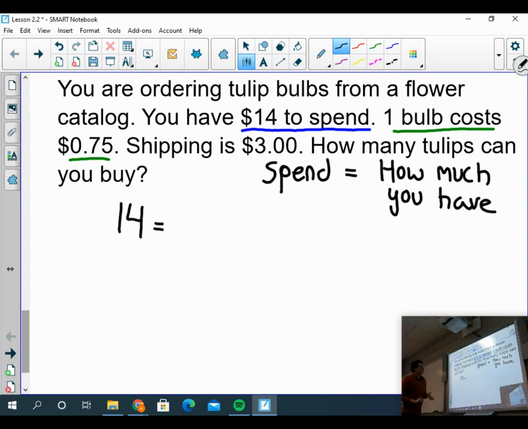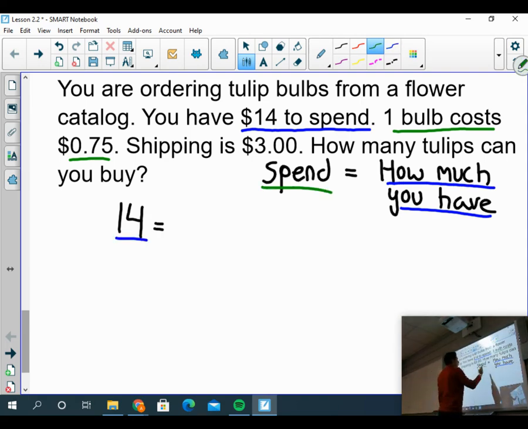Well, I have $14. That's how much I have to spend. So we're going to try and spend $14 and get as many tulips as we can. So what we have so far is how much we have. That's the 14 here. What we need to figure out is how much can we spend? Well, it's going to be made up by the cost of the tulips. So if we have this $14 and it's being made up by the cost of the tulips, let's figure out a way we can write the cost of the tulips.